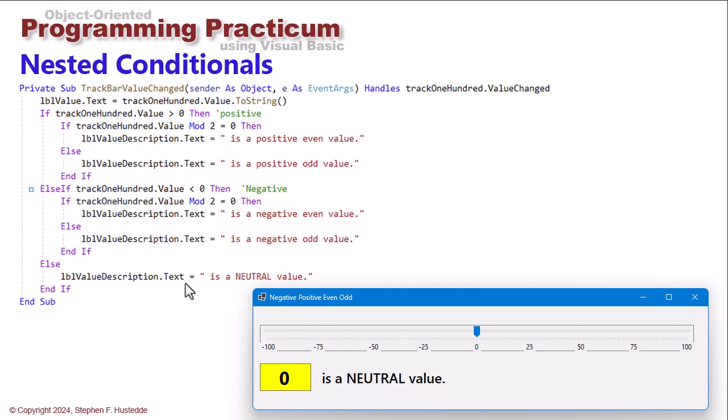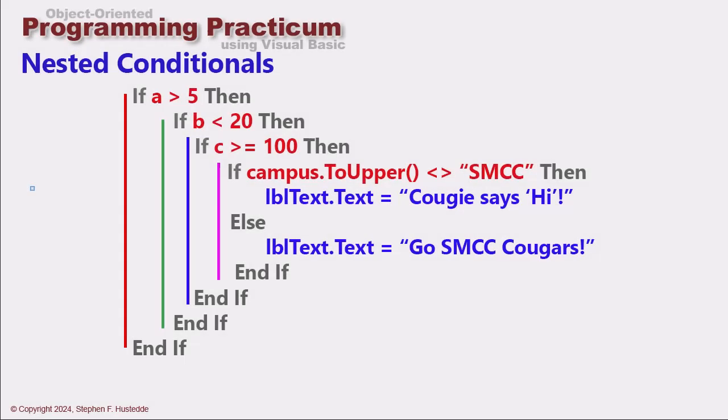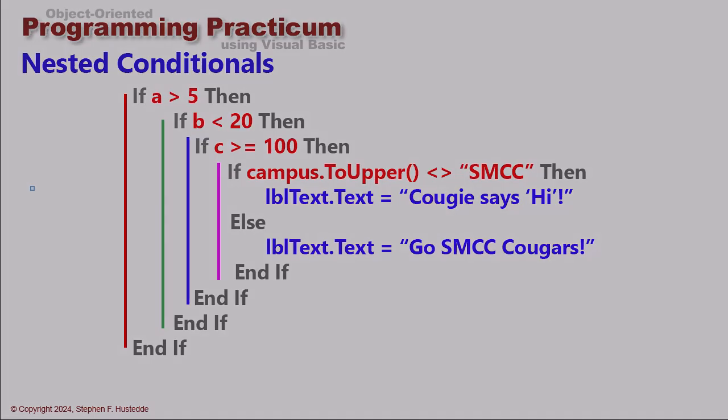These conditionals that are nested in here could be ternary expressions. We can have multiple levels of nested conditions. There is no limit on how many we could have. Here I have 4. If you notice how they line up, it's easy to see those 4. So one is looking at the condition of A is greater than 5, one is looking at the condition of B is less than 20, one the condition of C is greater than or equal to 100, and one is if campus.ToUpper does not equal SMCC.